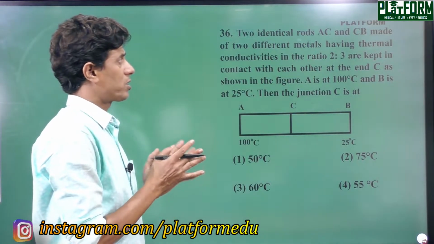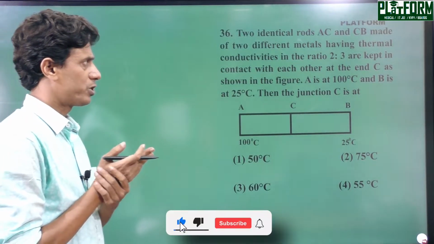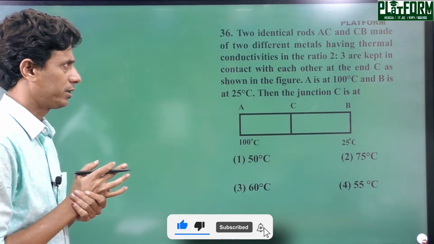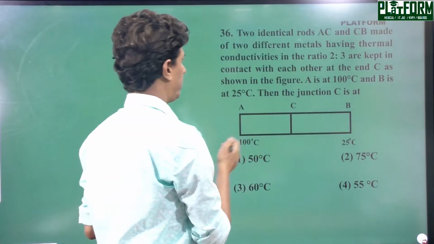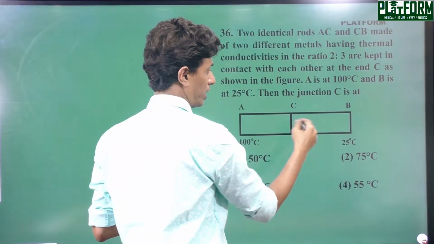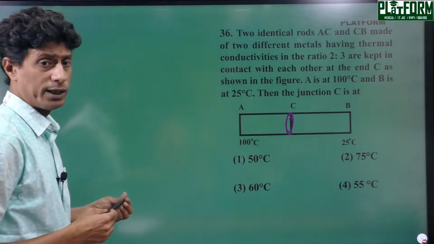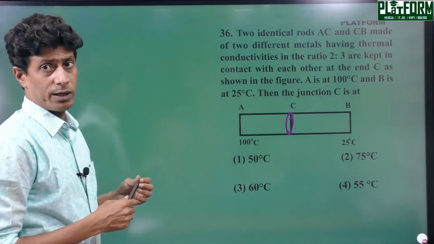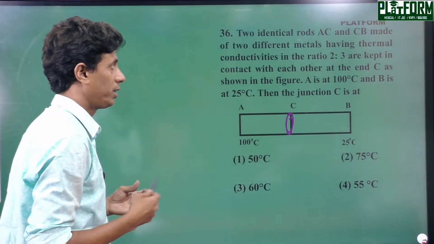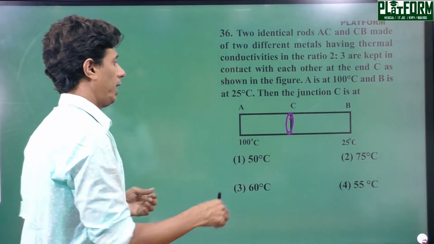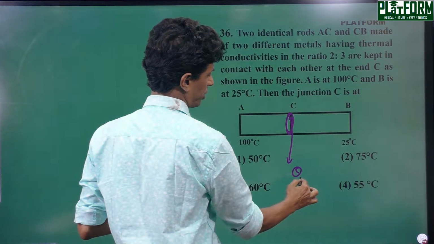Two identical rods A and C, of two different metals having thermal conductivities in the ratio 2:3, are kept in contact with each other at 100 and 25 degrees, and then you have to find the junction temperature at C. It is also based on a deleted topic of the CBSE, announced by the CBSE board 2-3 months ago.